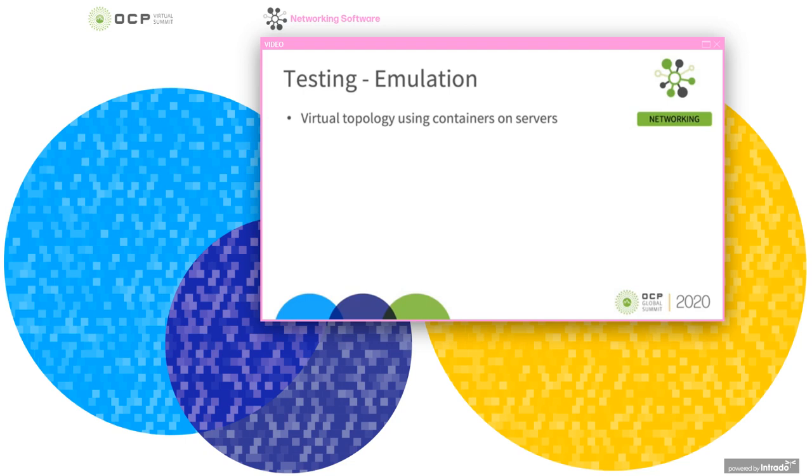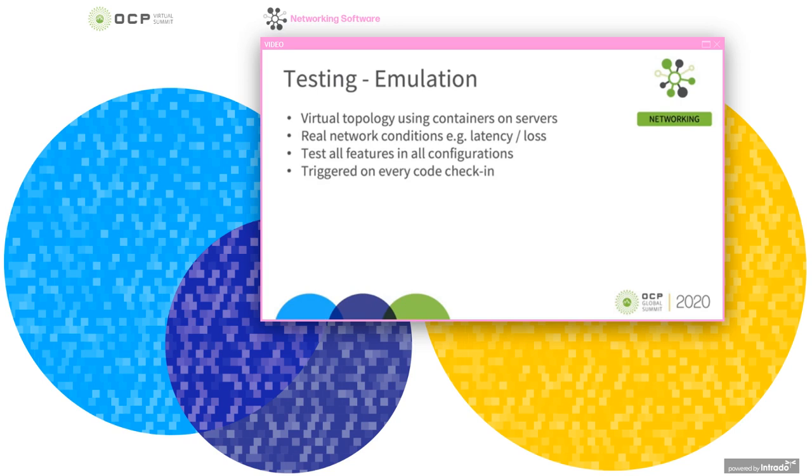A physical server can host up to several dozen, like 40 to 50 containers. This virtually meshed network can also emulate real network conditions, such as latency for wide area networks and loss for wireless networks. We test all the features in all different configurations on every code check-in. This really helps developers make code changes much more confidently as well as frequently.